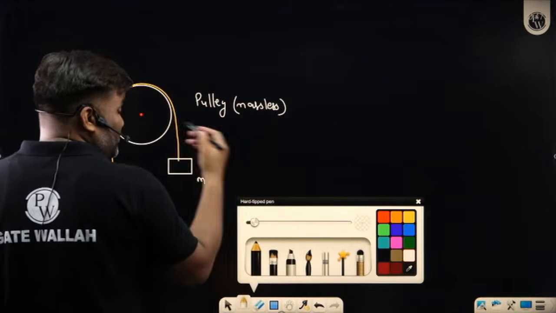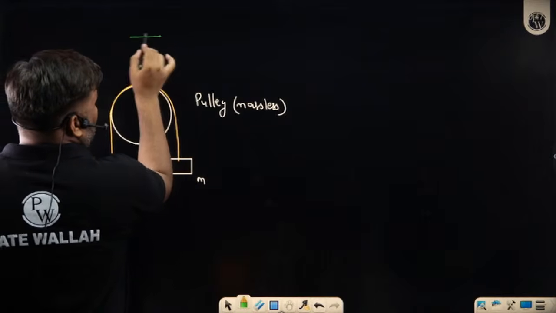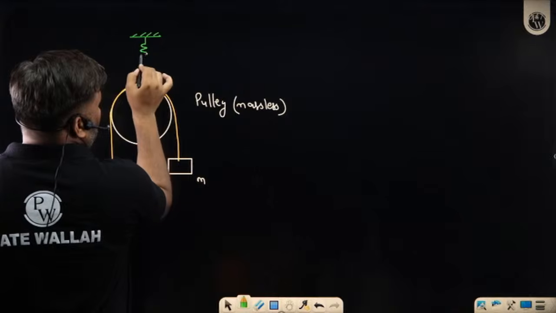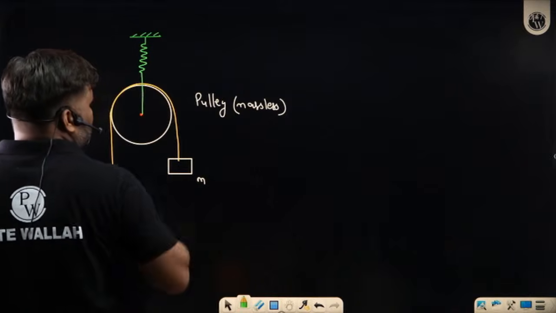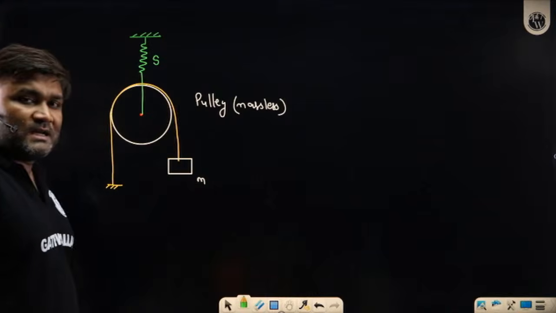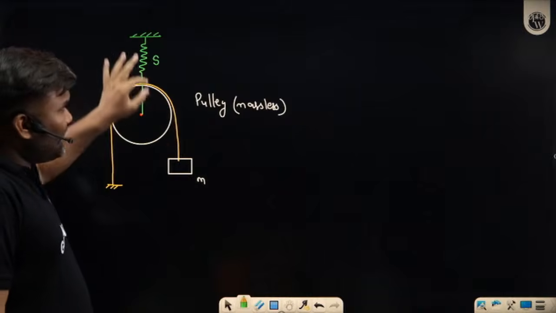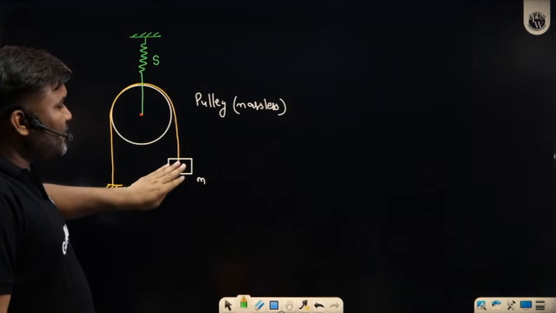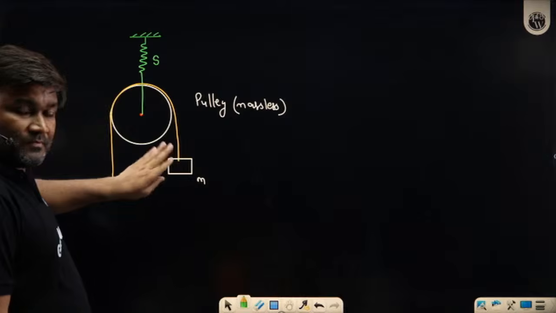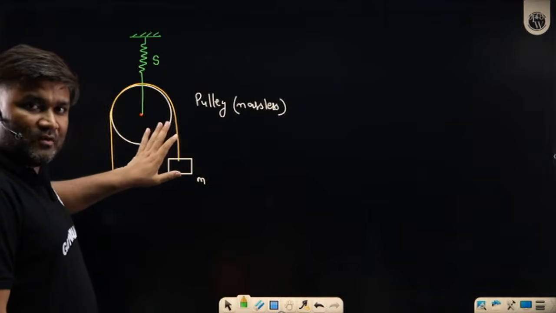But this pulley is not in the air. This pulley is hanging on a spring like this, whose stiffness is given as S. Do you understand this? I have a pulley which is massless. There is no mass. I have a spring. I have only one mass. Can you solve this question by Rayleigh method? Yes, we can try solving this question by Rayleigh method.